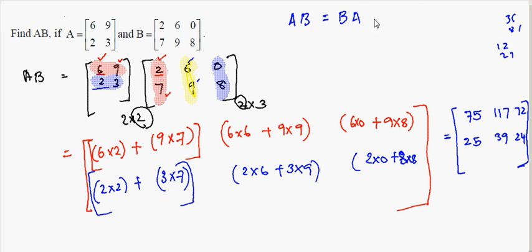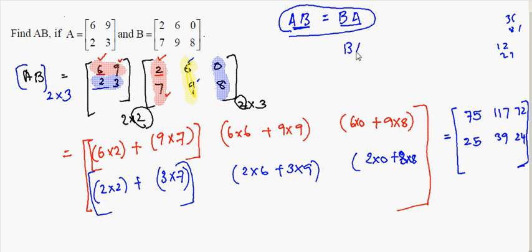But that will not hold good for all matrices, because sometimes the product AB may be defined, but when you see BA, it may not be defined, or even if it is defined, the order will be changed. So when the order is changed completely, they will not be equal. So in this case, let's check. AB is of the order what? You got it as 2 by 3. Similarly, we got 2 rows and 3 columns.